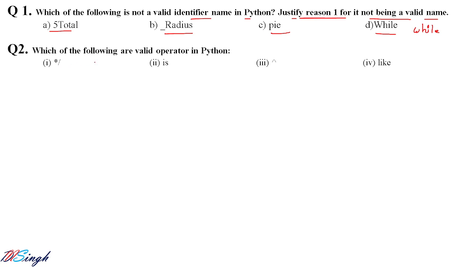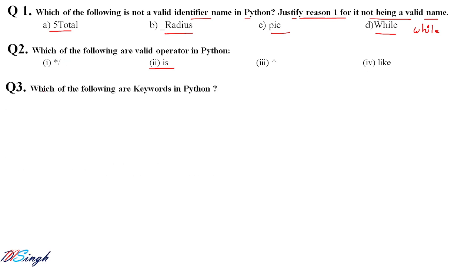Okay, fine. So among these are star division, the cap operator, and the like operator. Which one is valid? This is called the identity operator. This operator is valid. Remaining all are invalid. There is no cap operator, there is no like operator, and star division is also not there.